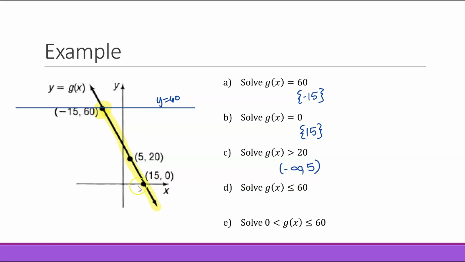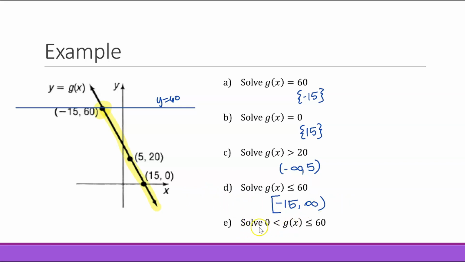So how do I describe this interval of values as x values? Starting at x equals negative 15, we're going to say from negative 15 all the way to infinity, including negative 15.